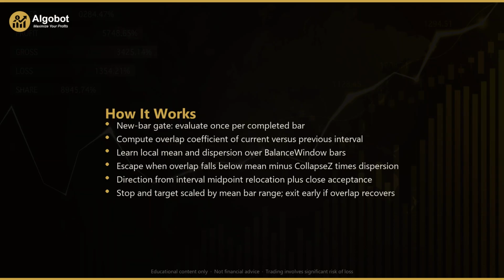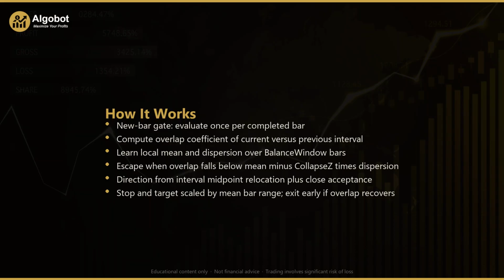Risk control is scaled to the market's own volatility. The strategy averages the high-to-low range over the range window bars, defaulting to 20. The stop loss is placed at stop multiple times that mean range, defaulting to 1.5, and the take profit at target multiple times it, defaulting to 2.5, roughly a reward to risk of 1 2/3 to 1.